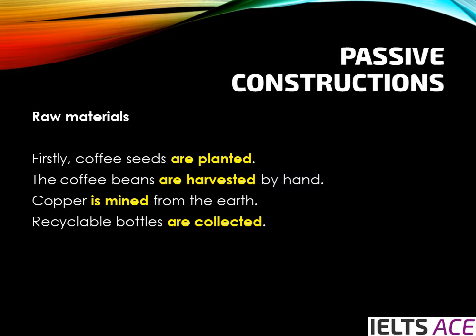If we're talking about making something else, then we might need to get some kind of mineral such as copper or iron or something else which comes from the earth. In this case we would use mined. So copper is mined from the earth. Another one that I've seen recently is the process of recycling. So in this case, there's going to be some kind of recyclable material which is collected.